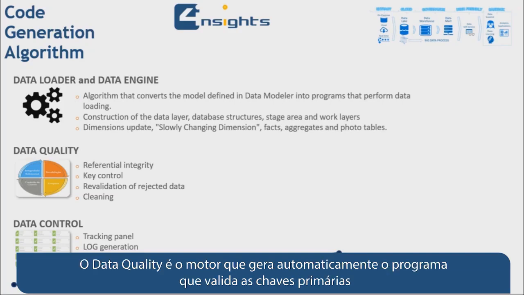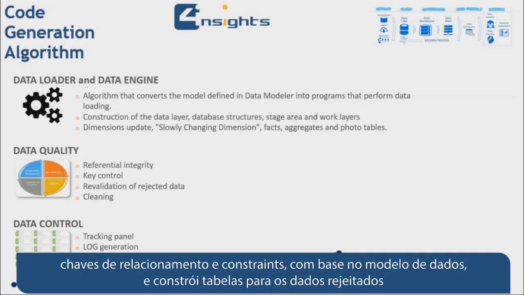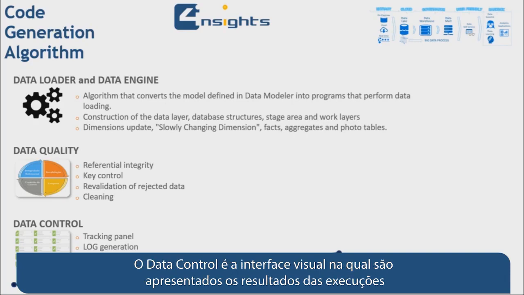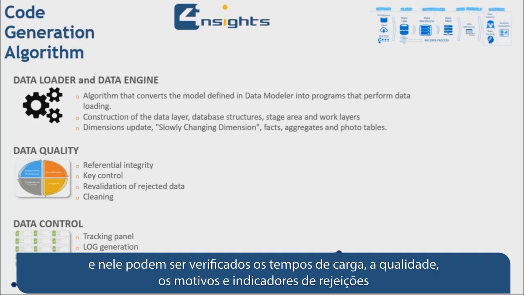The data quality is the engine that automatically generates the program that validates primary keys, relationship keys, and constraints based on the data model and builds tables for rejected data. The data control is the visual interface in which the execution results are displayed and the loading times, quality, reasons, and rejection indicators can be checked.